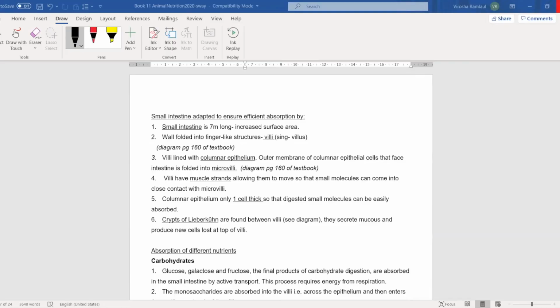Now I'm going to quickly look for the diagram of the villus. I cannot find it, so the best thing for me to do is to draw a villus for you. As I'm drawing, hopefully you're drawing as well. So this is the single layer of columnar epithelium that covers the villus.